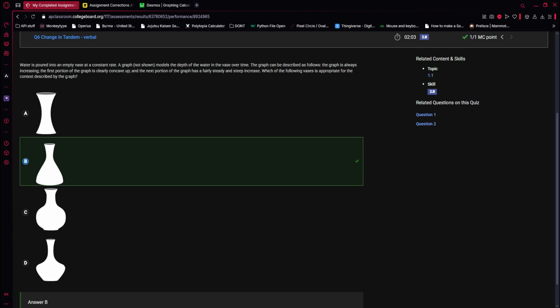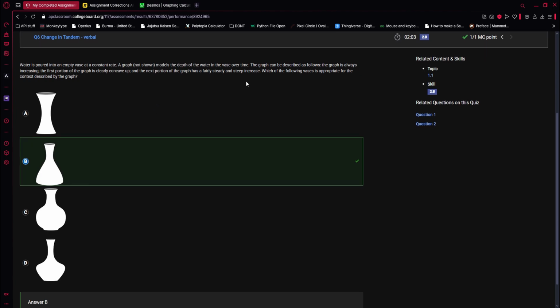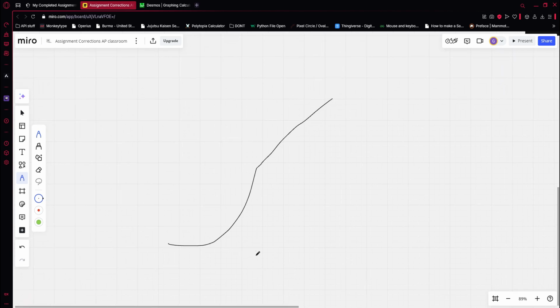Okay, and we look at our answer choices. Unintelligible. I don't know what to do with these, right? So what we're going to do is, first we're going to draw this graph, because we've looked at the answer choices, looked at the problem, still stumped. We're going to visualize it. The graph is always increasing. The first portion of the graph is clearly concave up. So if our graph is concave up and it's always increasing, and then it increases steadily at a fairly constant rate, that's what our thing's going to look like, right?